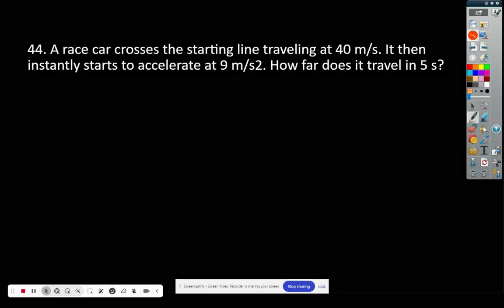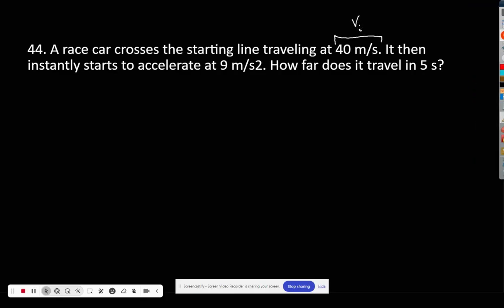Next up, 44. A race car crosses the starting line traveling at 40 meters per second. So at the start, it's already traveling that fast. It then accelerates. We've got the acceleration. We're looking for how far, and we've got the time. As a good rule of thumb, anytime you're looking for displacement and acceleration is involved, there's accelerated motion happening, you're going to need the big ugly equation.